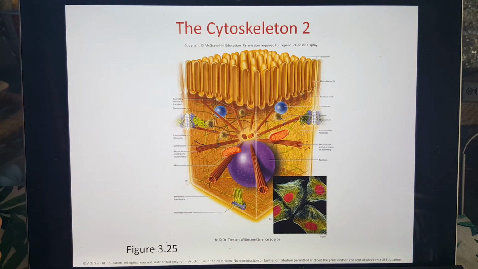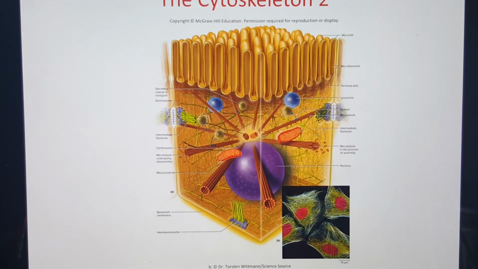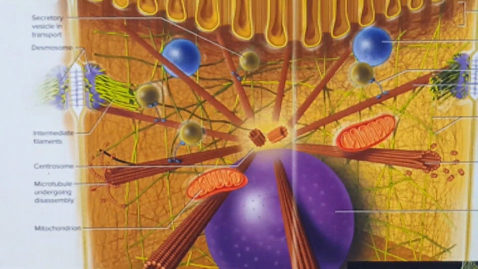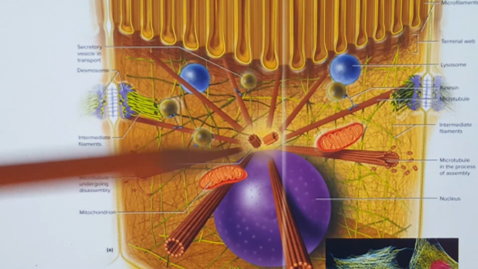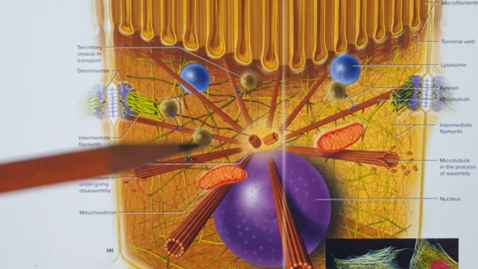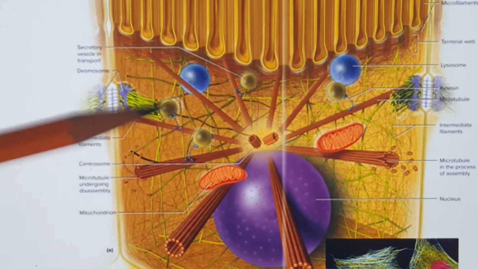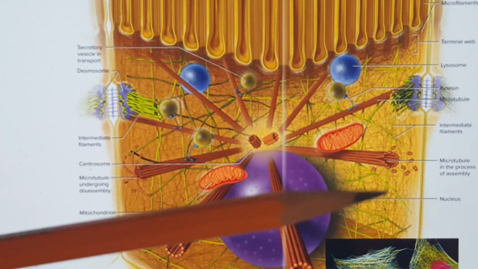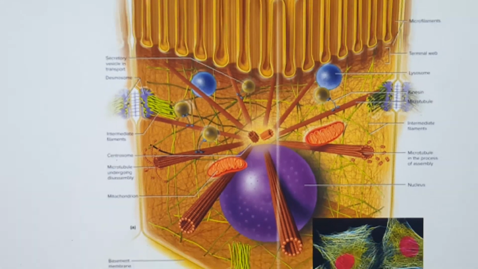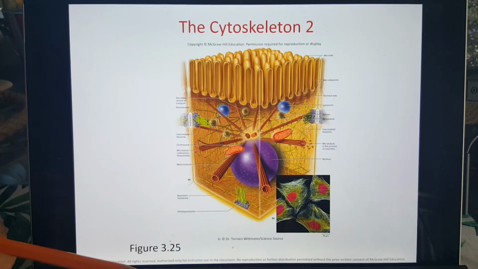So this picture shows different cytoskeleton components. Our very large brown tubular structures, those are our microtubules coming off of our centromere here. And then the yellow ones being our intermediate filaments going across. And then around most of your cell, we have these really tiny microfilaments.